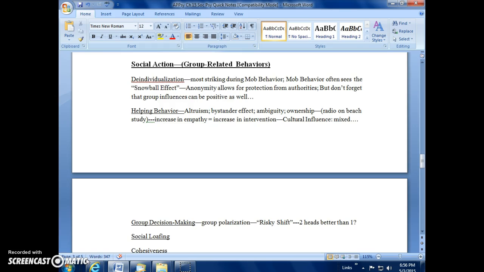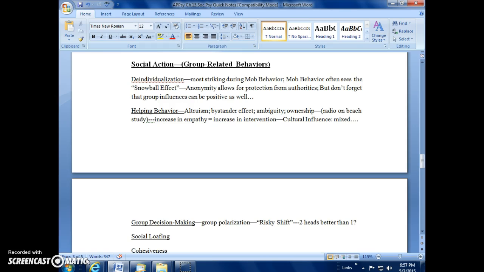As the number of people increases, the likelihood that you are passive and don't do anything becomes greater, and the likelihood of you intervening decreases. This is called the bystander effect. So the more people there are, the less likelihood you're going to get involved in something.